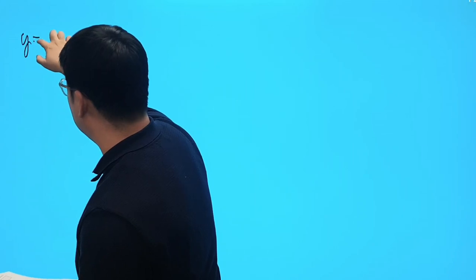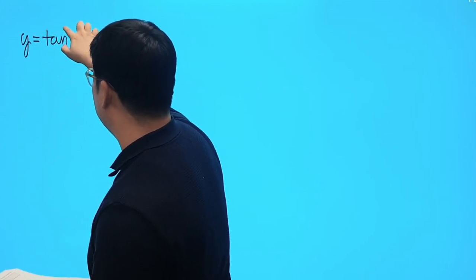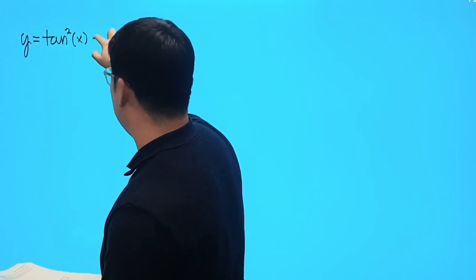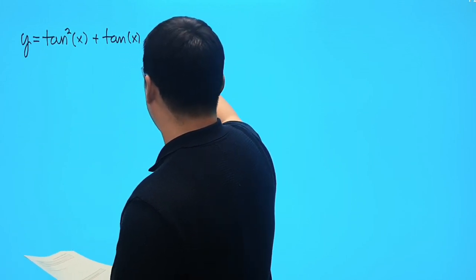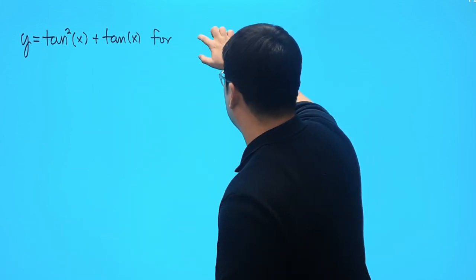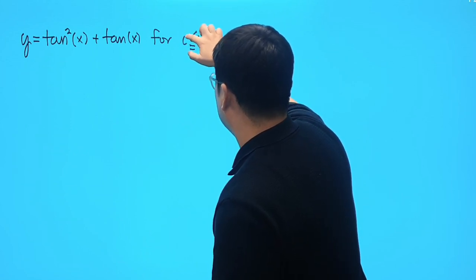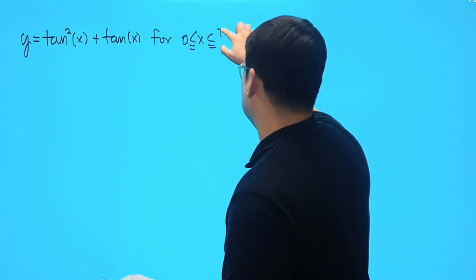Hey everyone, let's cover problem number 67. Determine the maximum value for y equals tangent squared x plus tangent x, for x between 0 and pi over 4. All right, so we get y equals tangent squared x plus tangent x, and we have x staying between 0 and pi over 4.